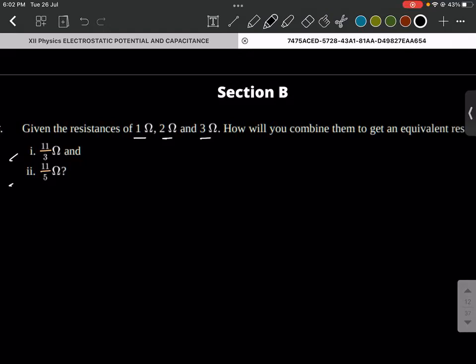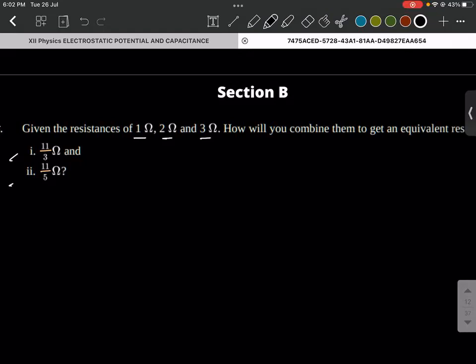Less than 1 means that is the least value that is possible. 11 by 6, 5 by 6, no. 6 by 11. 11 by 6 is greater than 1. So 6 by 11 would have been the answer. So that is lesser than the least resistance that is present. But if you see, the options that are given are 11 by 3 and 11 by 5. So for that, what should be the combination I need to use?